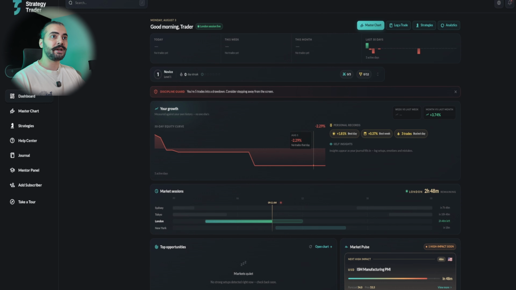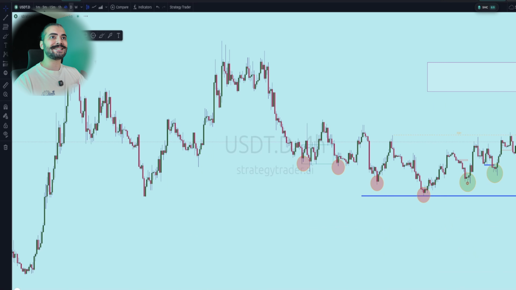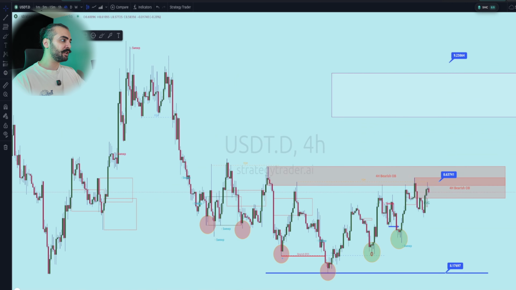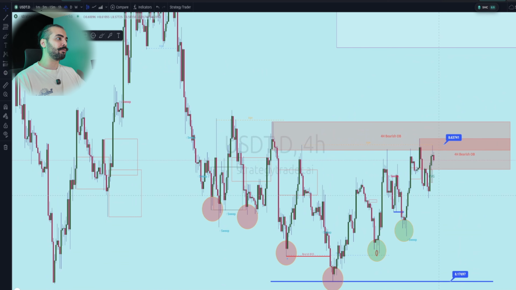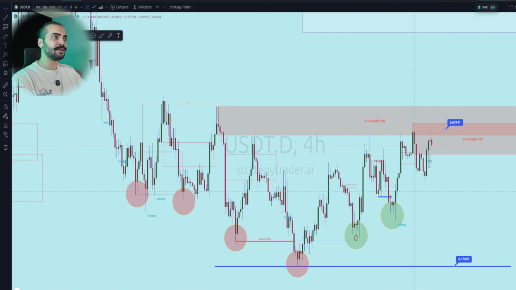First off, if you're on the strategytrader.ai or if you're on TradingView, it doesn't matter. In the strategy trader, you can go to the master chart, and from master chart, I always choose the SMC, smart money concept, so that everything is pre-generated for me. I can see everything. I don't really need to do a lot of digging into it. I don't need to do a lot of analysis. I can see pretty much anything that I want.